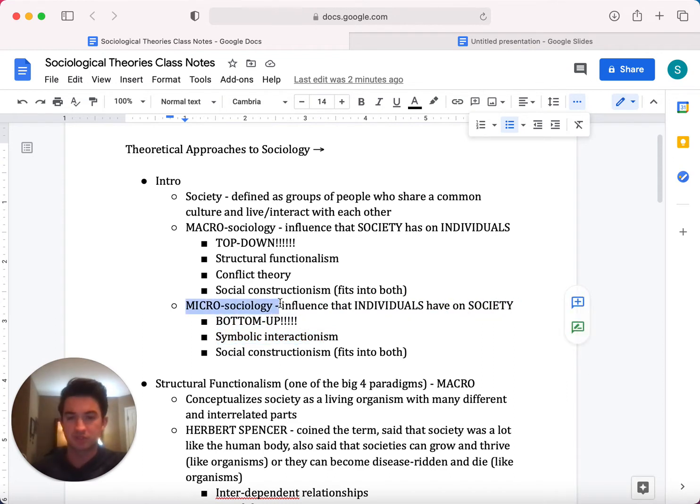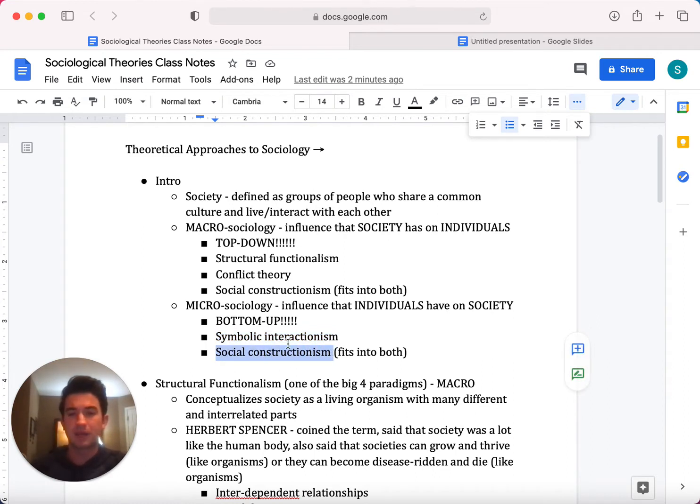be a micro-sociological theory, okay, because it examines the influence that individuals themselves have on their societies at large. Okay, so we're looking at individual behaviors, and we're looking at how those behaviors and individual interactions contribute to the whole of society. Okay, that's what symbolic interactionism does, and we're going to explore some of the theorists associated with symbolic interactionism in a little bit. So also we're going to talk in this video about social constructionism.